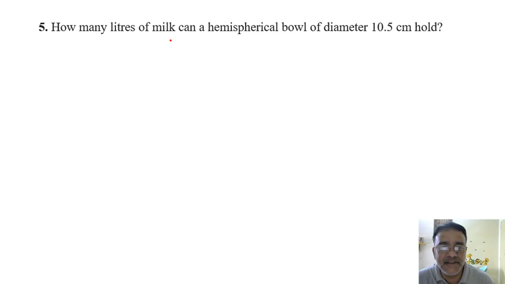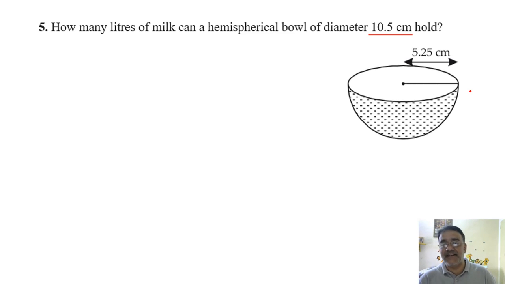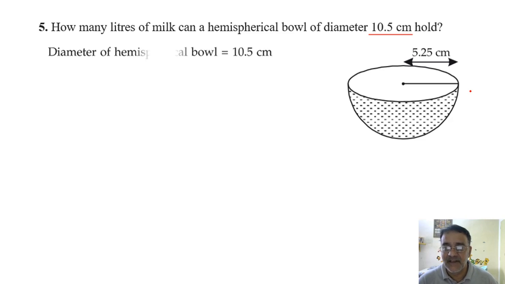How many liters of milk can a hemispherical bowl of diameter 10.5 centimeter hold? How many liters of milk means we need to find the volume. So diameter is given 10.5 centimeter. So this is the rough figure, not mandatory. So how will you write 10.5 centimeter in fraction?